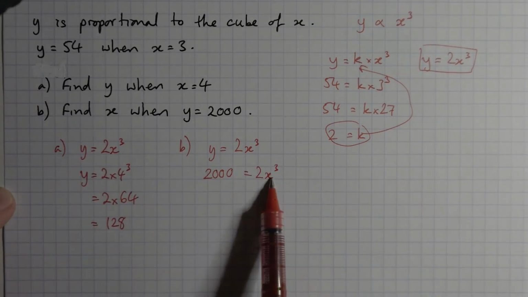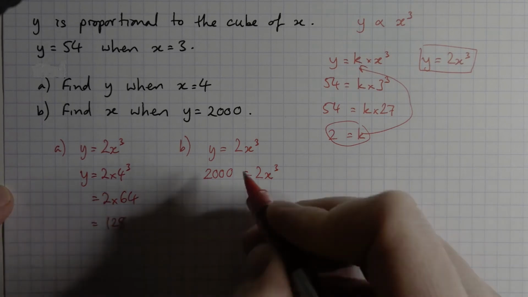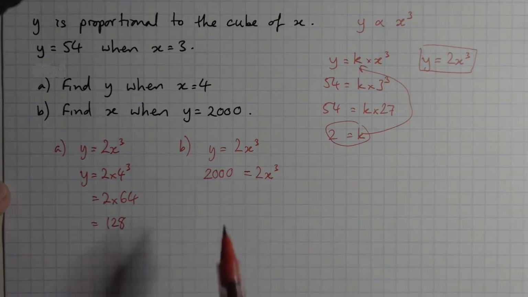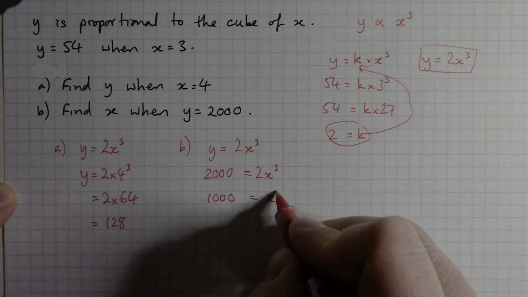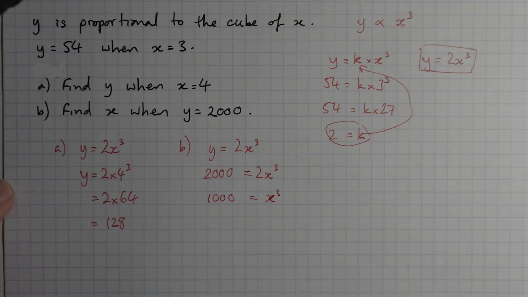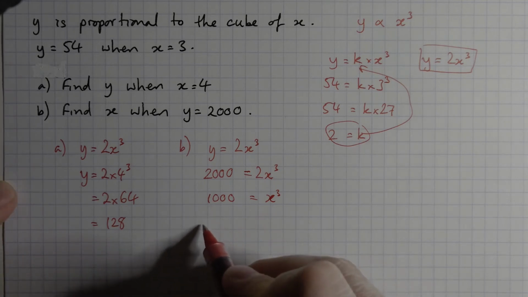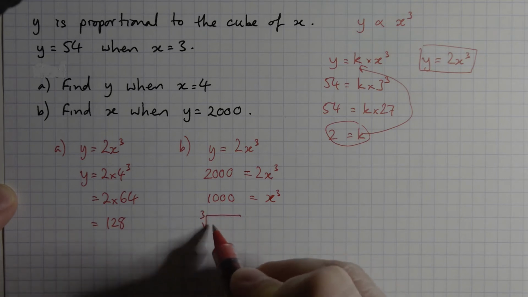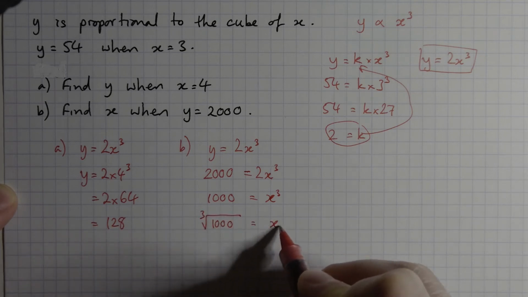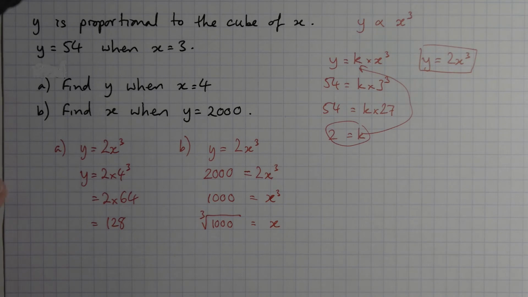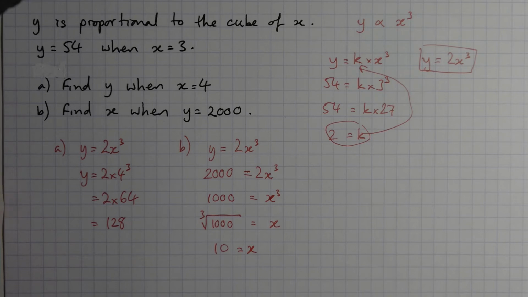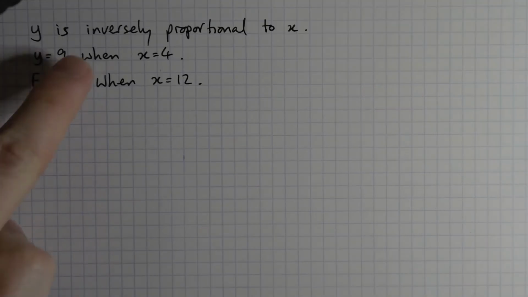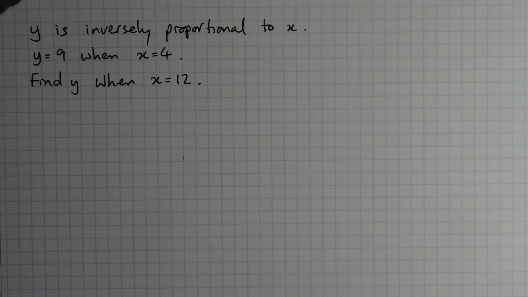I want x on its own, but x has been cubed and multiplied by 2. The opposite of times by 2 is divide by 2. So let's divide both sides by 2. And the opposite of cubing is actually cube rooting. So I can write that I'm doing that before I actually do it, if you like. Let's cube root all of this, because that undoes the cubing. And the cube root of 1000 is just 10. So x equals 10.